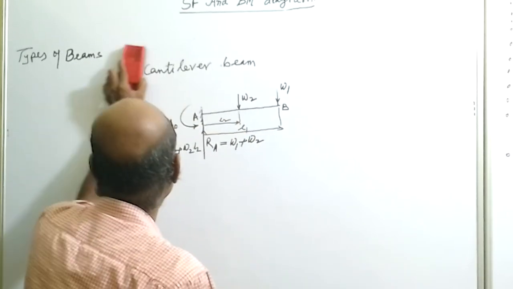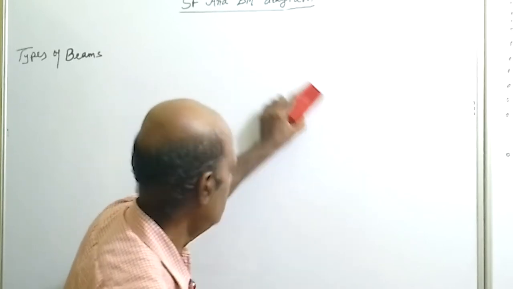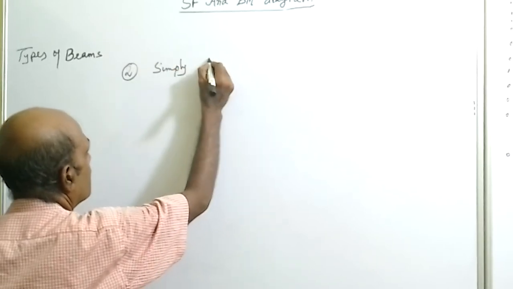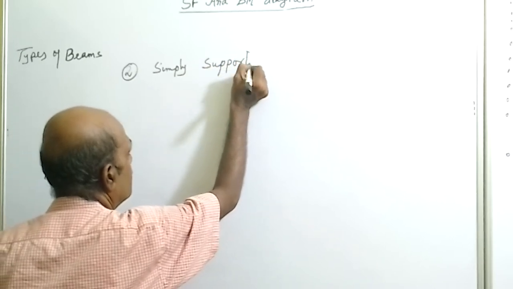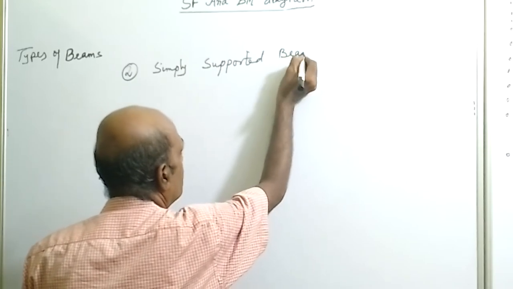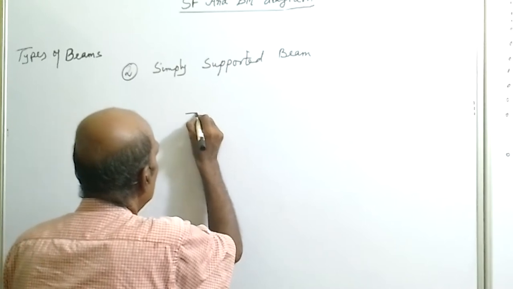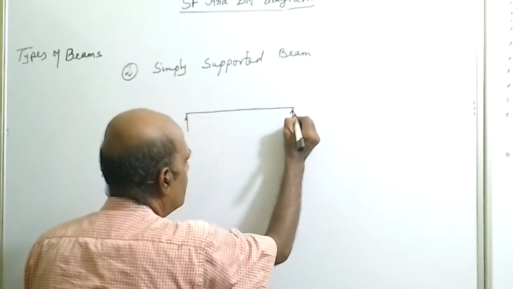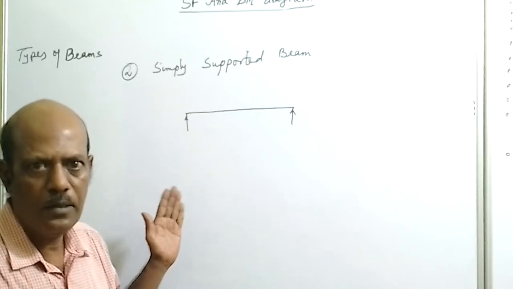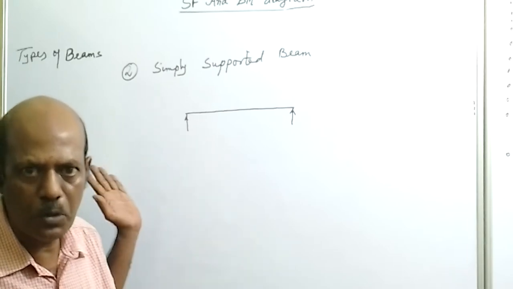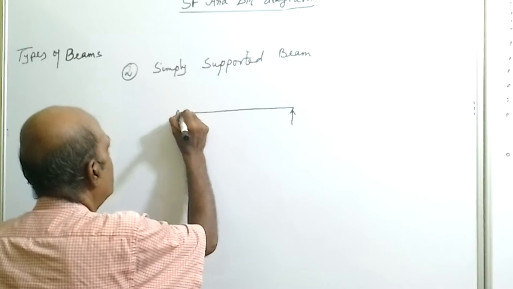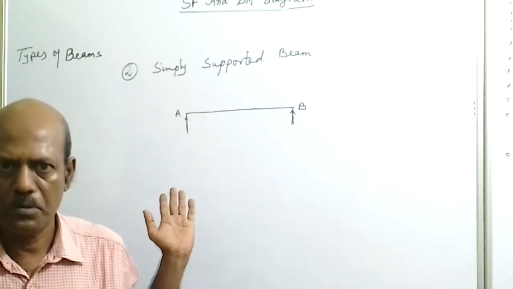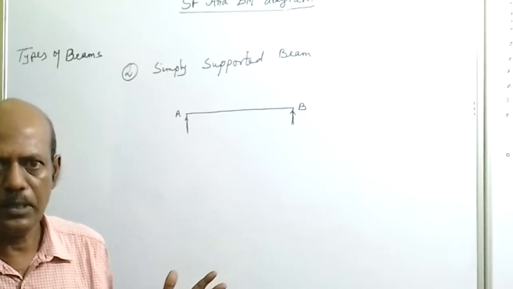Now we will see the second kind of beam, that is the simply supported beam. The beam whose both ends are resting over simple supports. Both the ends are supported and the beam is resting over just two end supports. Let the name of the beam be AB. This is support A and this is support B. That type of beam is known as a simply supported beam.